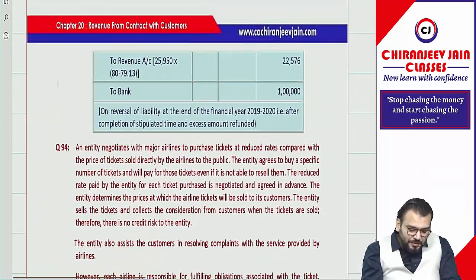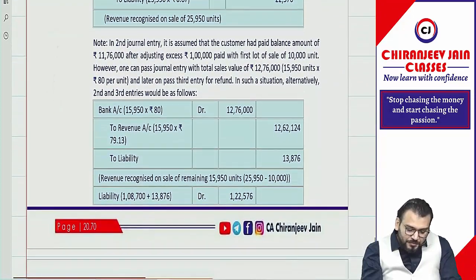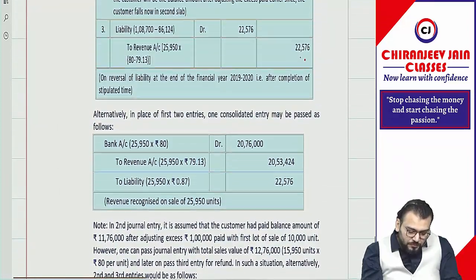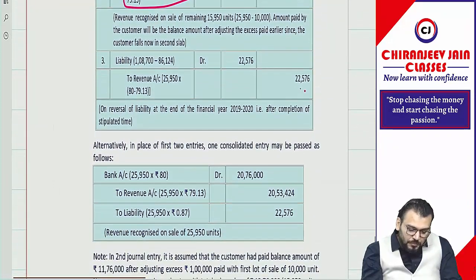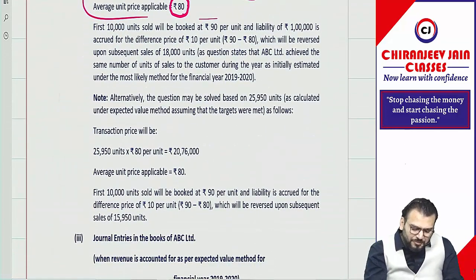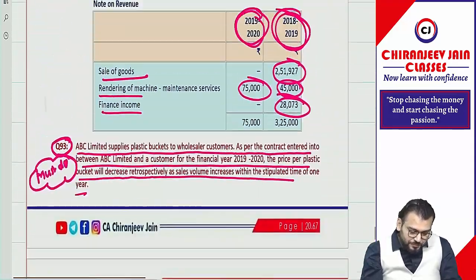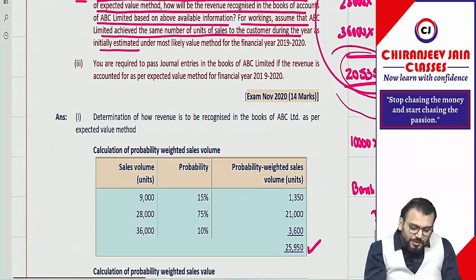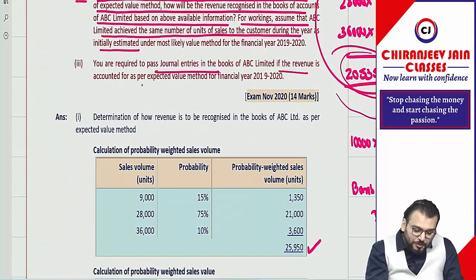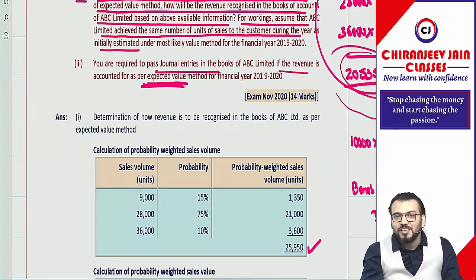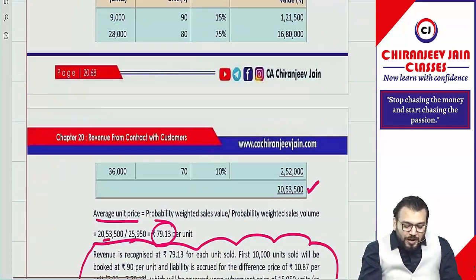What journal entry have they given or not given? Acha, what journal entry have they given? The same thing, so you can use my journal entry. Correct. Then what have they asked third? Third, you are required to pass the journal entry if the revenue is accounted. Acha, they have asked for the journal entry only for the expected value method, and therefore they have not given a journal entry for point number two. But for point number two, you need to explain now.